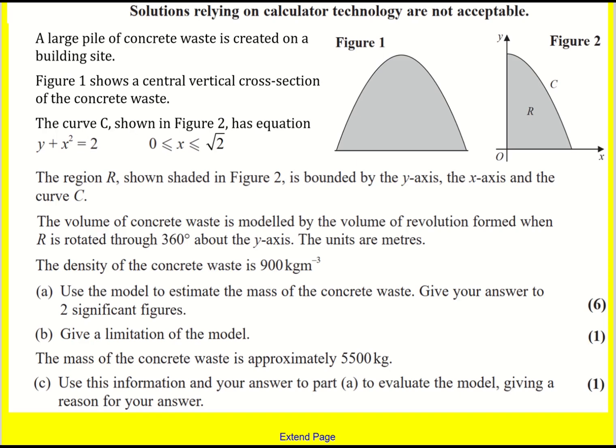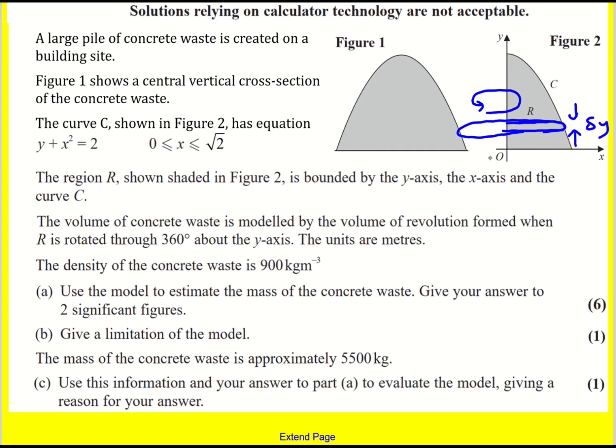We've got a volume of revolution question here. We're taking the curve in C, rotating it around the y-axis to create the solid in figure 1. What this means is we take a rectangle. It's going to have height of delta y. Rotate it, and this will give me a little cylinder with radius x.